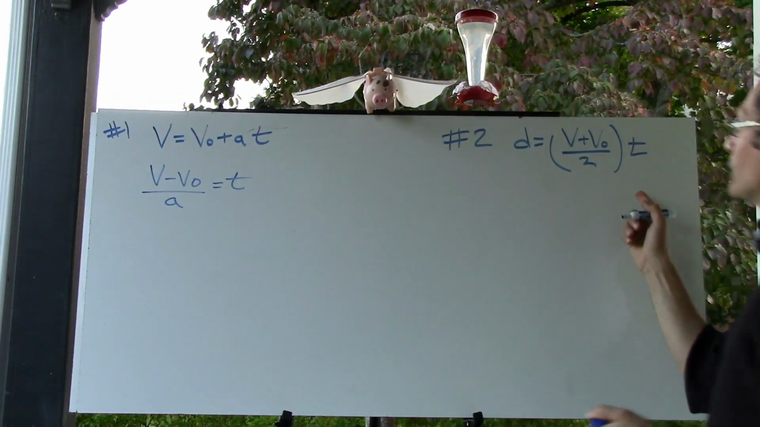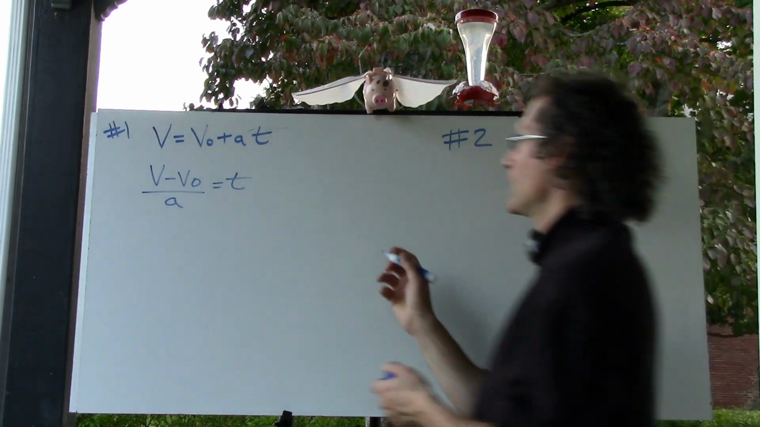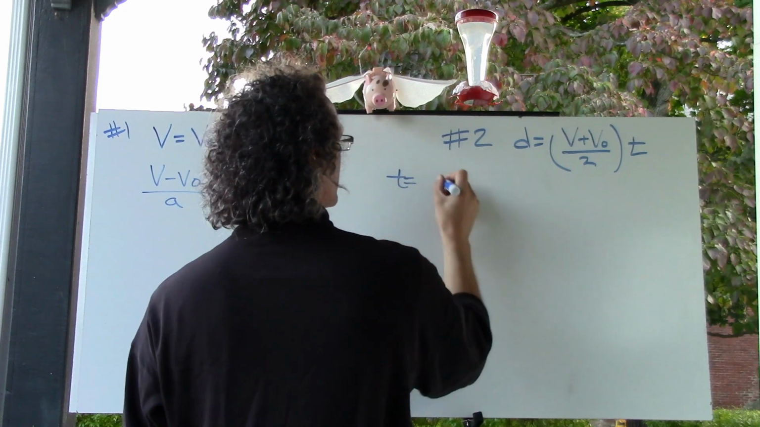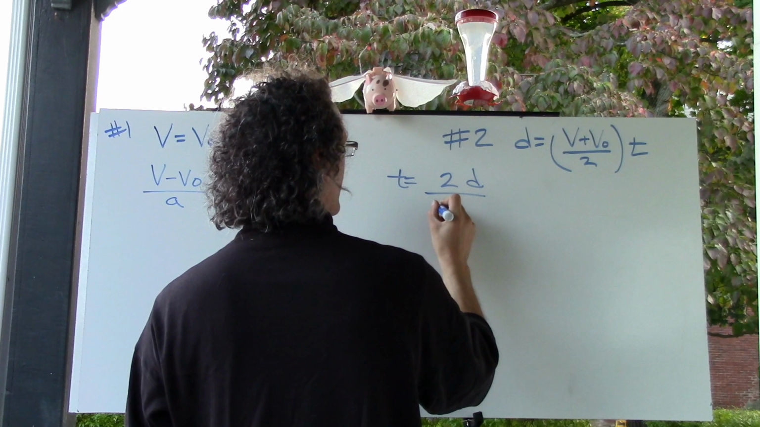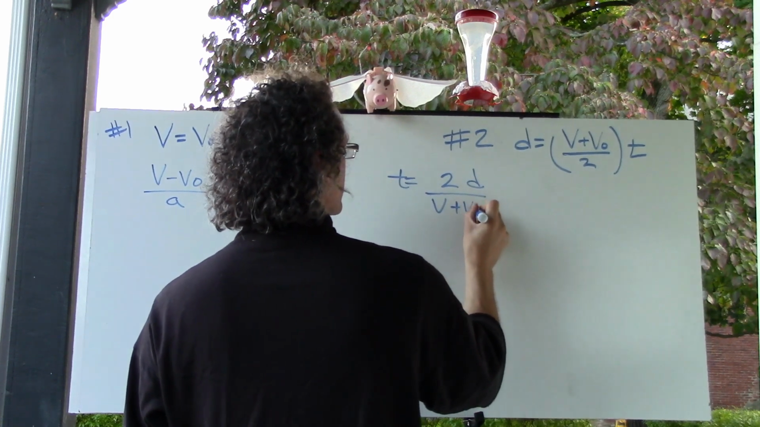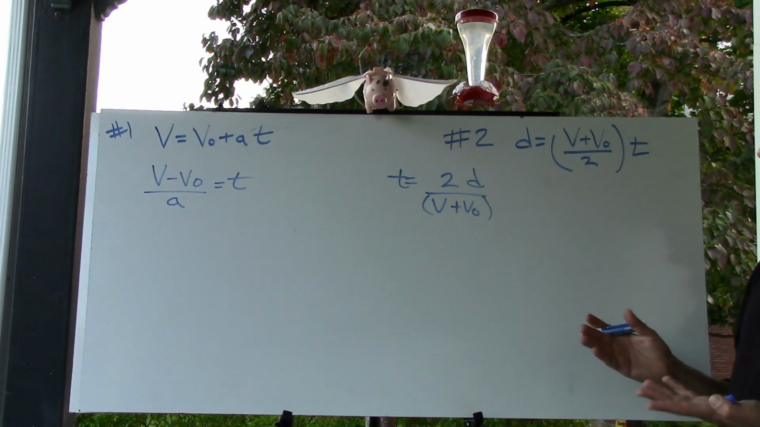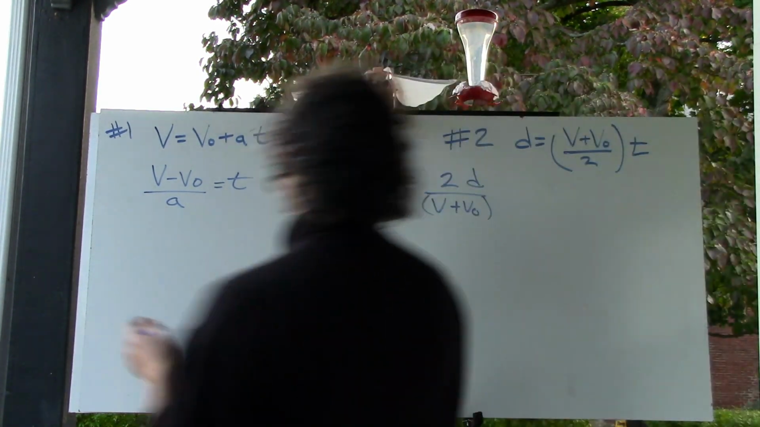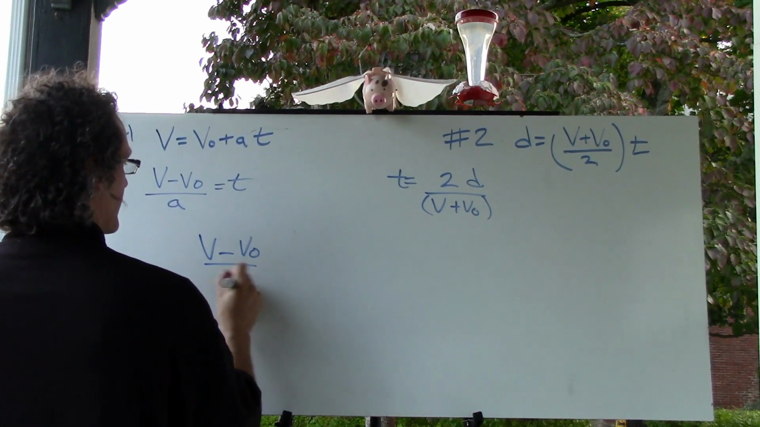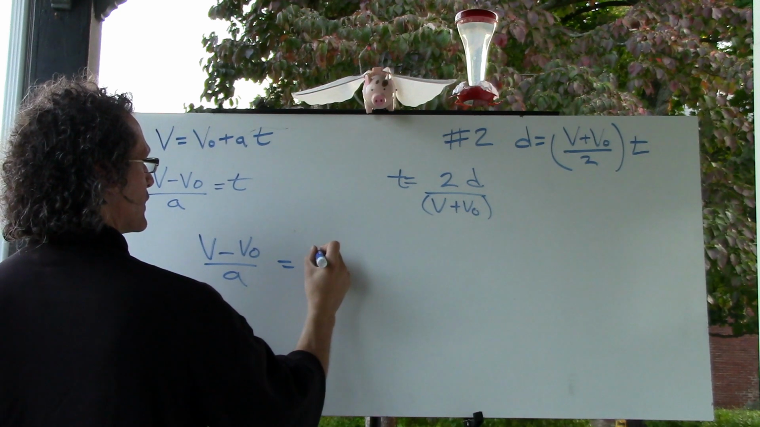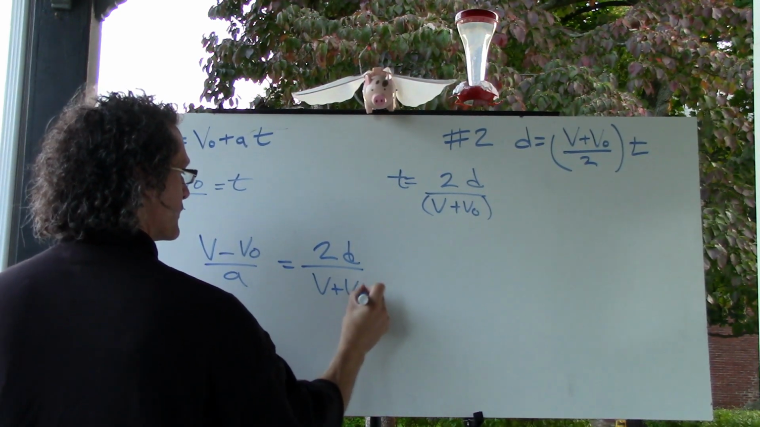Over here, in order to solve for t, I'm going to multiply by 2 and divide by v plus v naught. So t here equals 2d divided by v plus v naught, like that. Okay, so now I'm going to set them equal to each other. So I have v minus v naught divided by a equals 2d over v plus v naught.